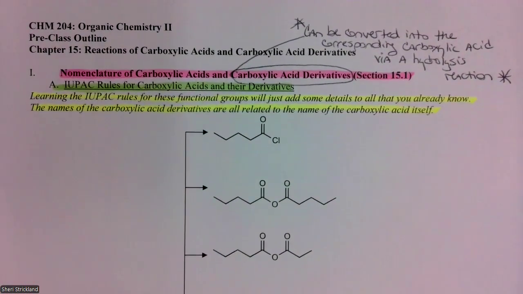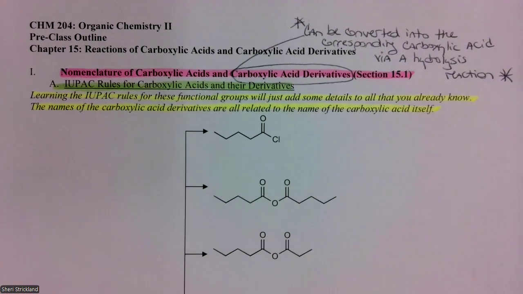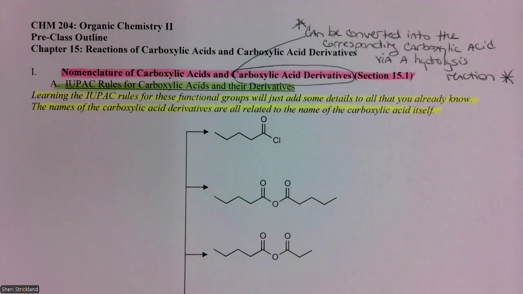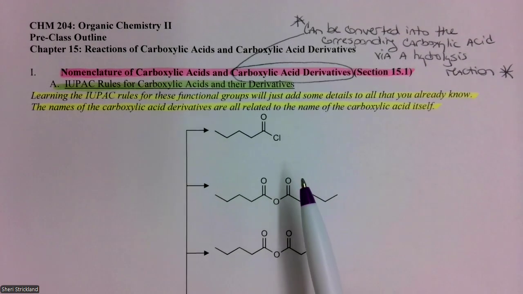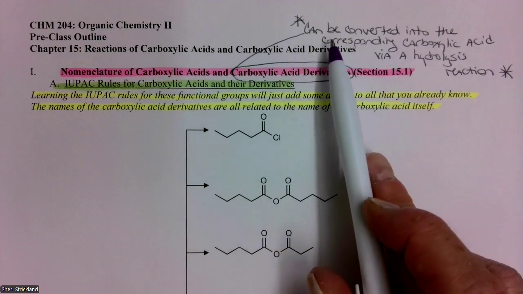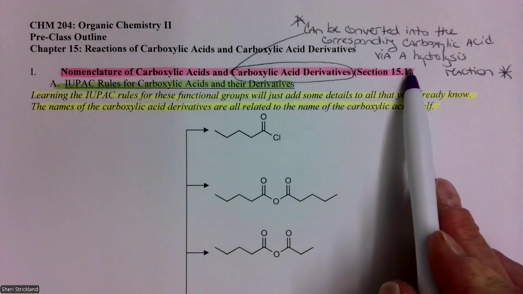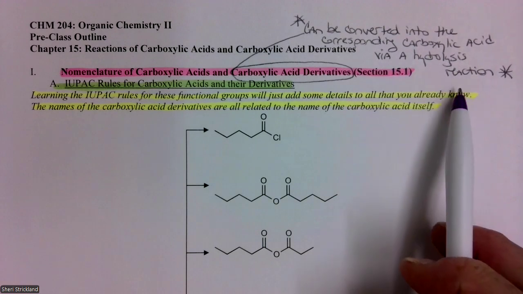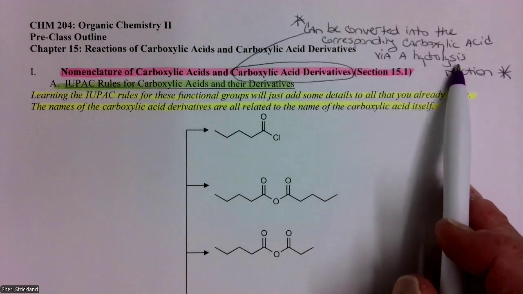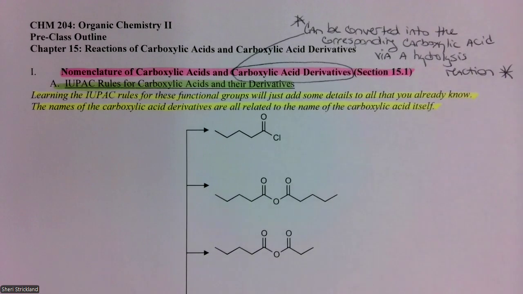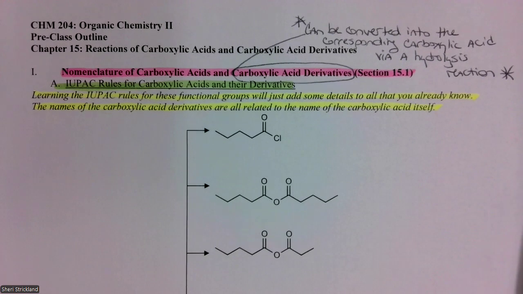Now, carboxylic acids we have some familiarity with. Carboxylic acid derivatives are related to carboxylic acids, and this is how. Each one can be converted into the corresponding carboxylic acid by means of a hydrolysis reaction. So we'll talk about hydrolysis reactions and we'll see some of these. But that is how a group of compounds gets classified as a carboxylic acid derivative.